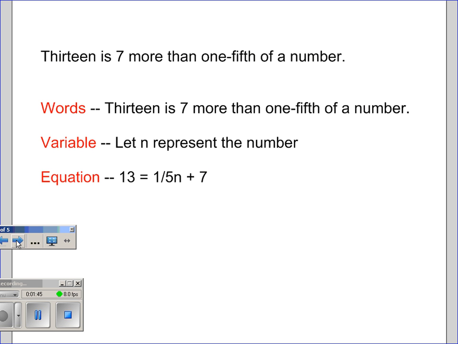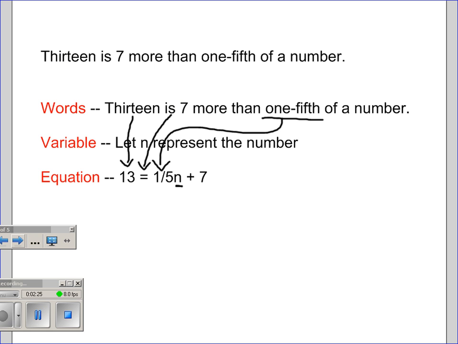Okay, in this example, we have 13 is 7 more than 1/5 of a number. Again, look at the important words. 13 is usually means equal, as you see down here in our equation. There's our number 13. More than 1/5 of a number. Okay, we're letting n represent the number as our variable. There is n. And back in our words, we have 1/5 of a number. So the 1/5 is represented as the coefficient in front of our variable n.